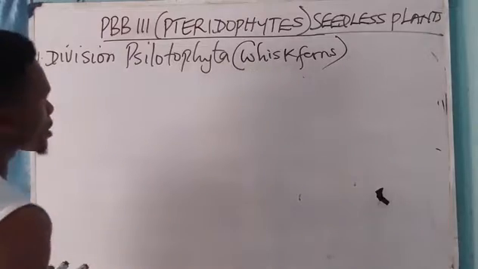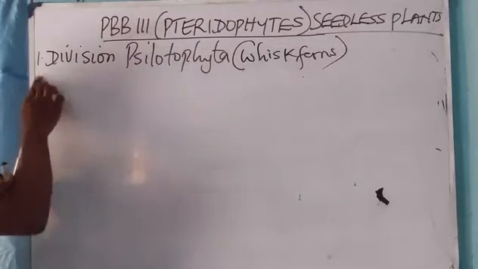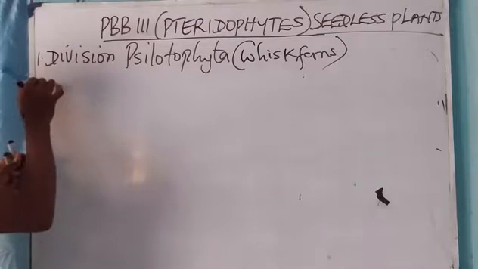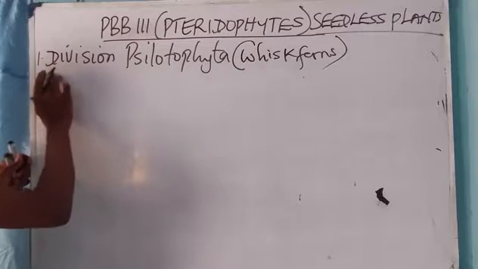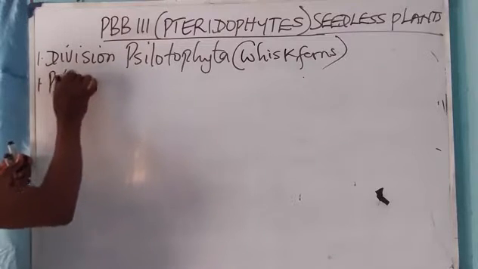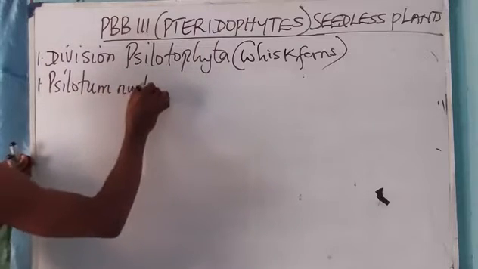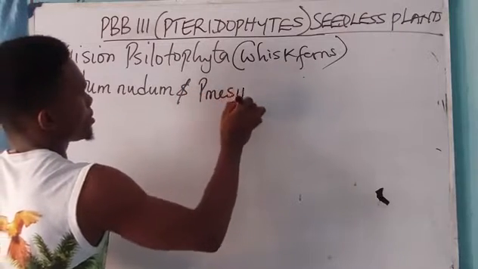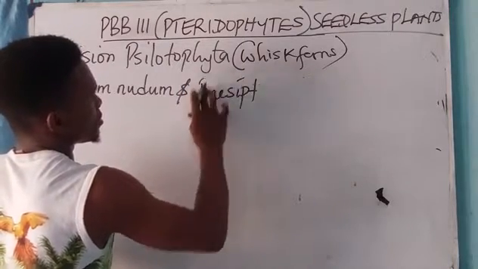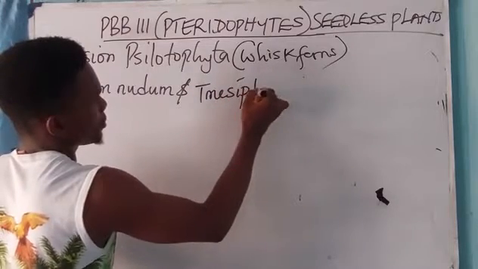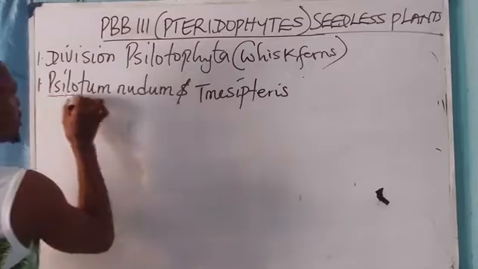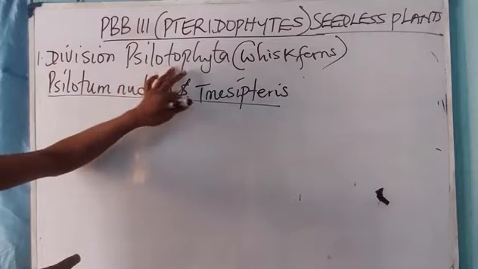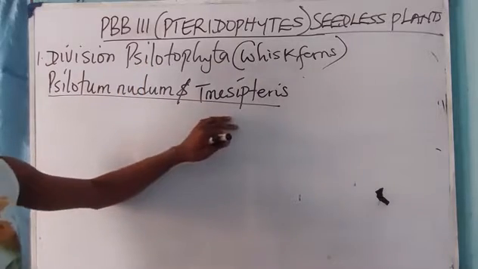What do we know about this division? The most commonly known members of this seedless division are Psilotum nudum and Tmesipteris. Tmesipteris. So these are the most commonly known members of this division: Psilotum nudum and Tmesipteris. Okay, take note of that.